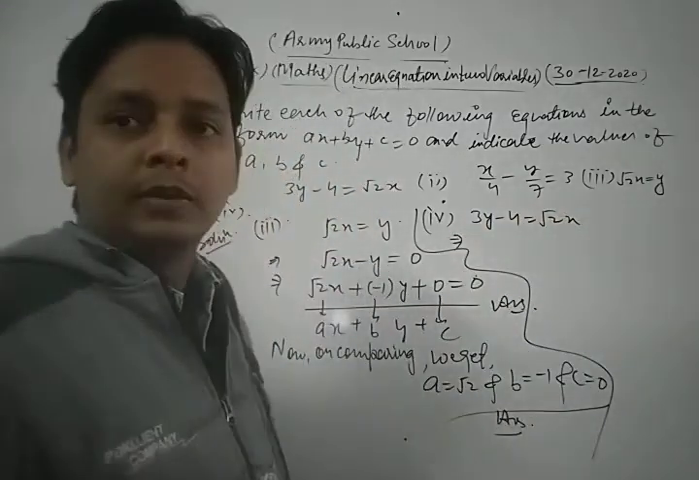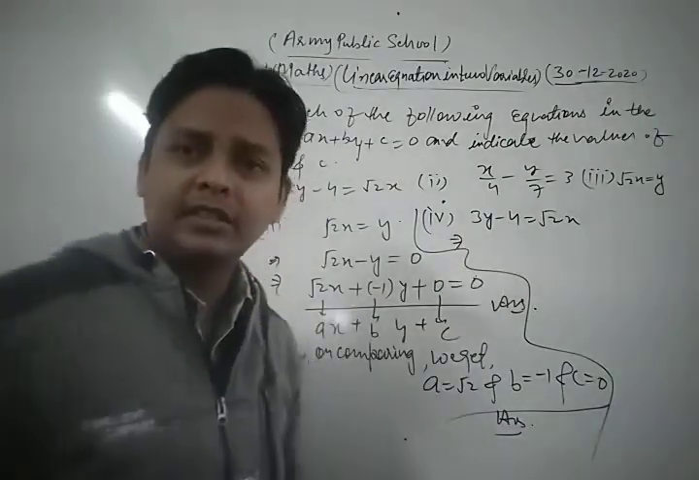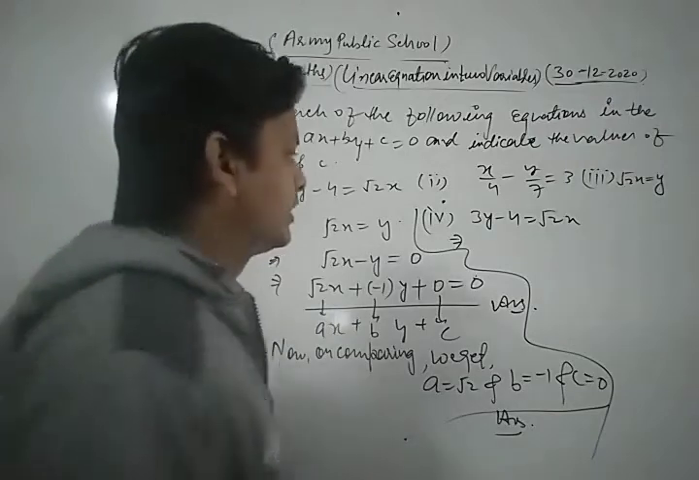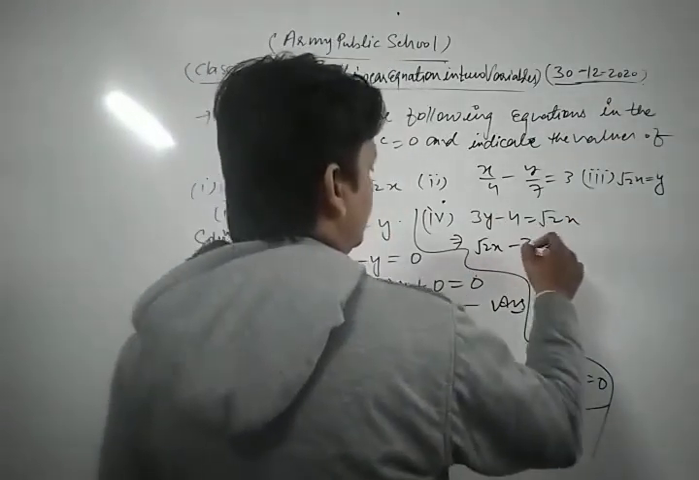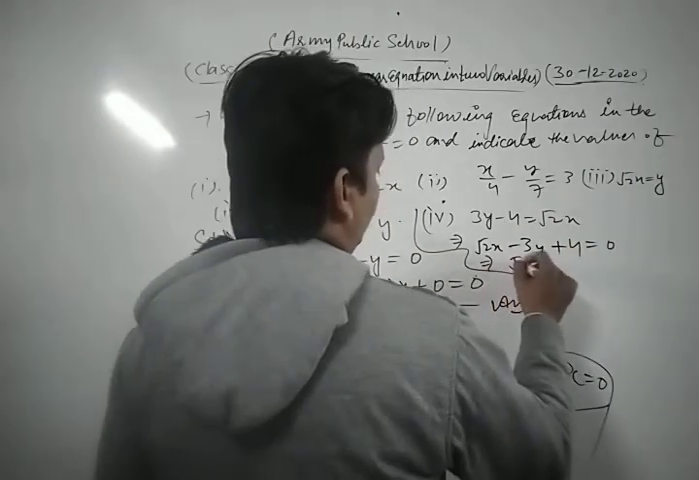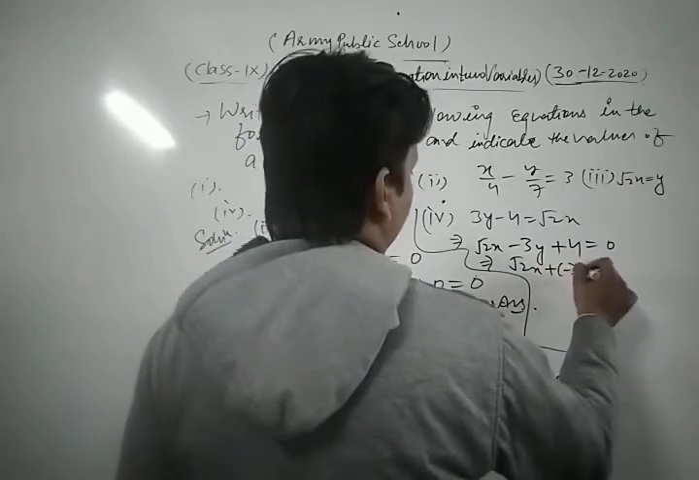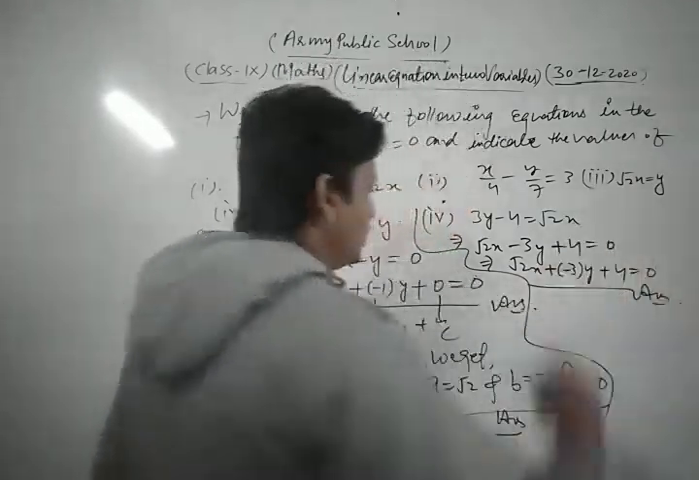First of all, we transfer that side. So we get minus root 2x plus 3y, transferring that side, minus 3y plus 4 is equal to 0. Now root 2x minus 3y plus 4 is equal to 0. Now this is the standard form of the equation.